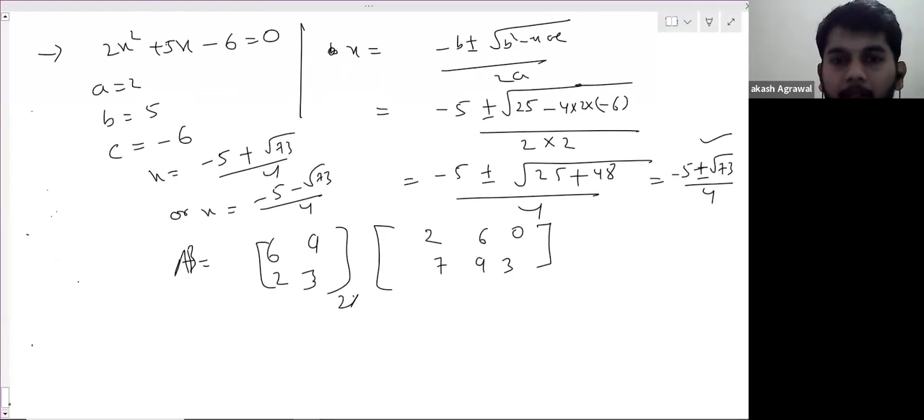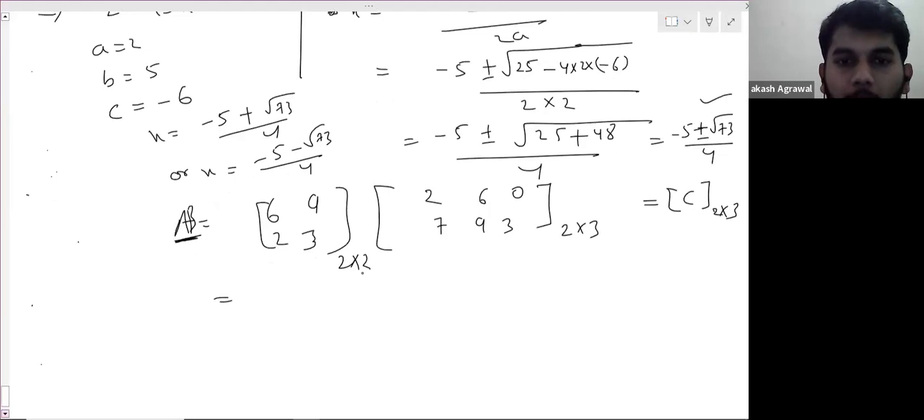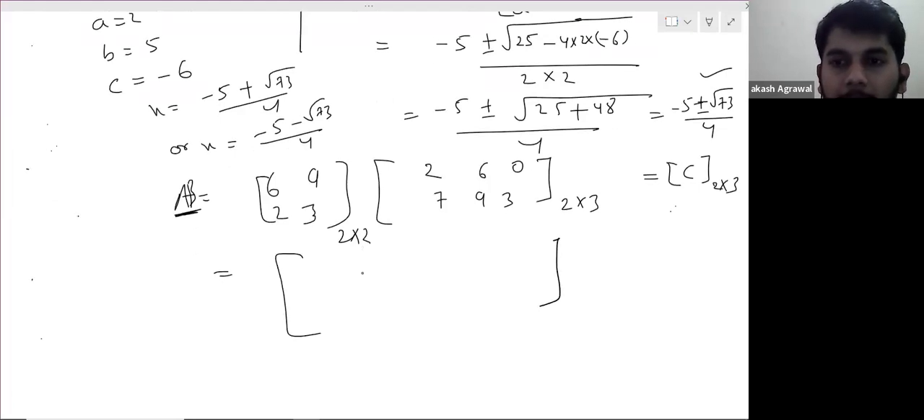Okay, this is of order 2 by 2, and this is of order 2 by 3. So is the matrix multiplication possible? Yes, sir. And suppose the resultant is C, then what is the order of C? 2 by 3. Very good. Now, what will be C11? Who can tell me? And this matrix will look like this. Deborah, can you tell me C11?